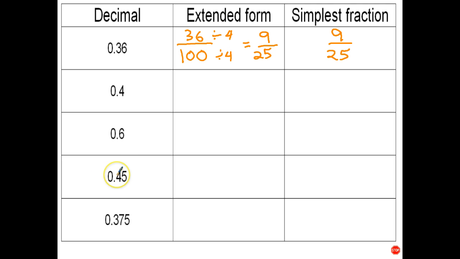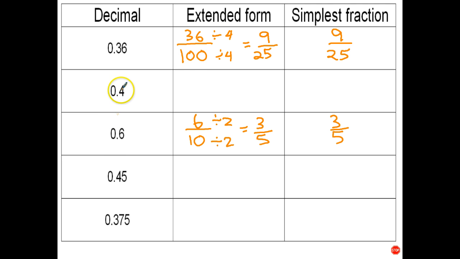Okay, I'll try 0.45. In fact, since I've done 0.36, I'm just going to do 0.6. So that one's going to be 6 tenths. And I've now got to simplify that. Well, I can divide top and bottom of that by 2. And that's going to give me 3/5. So therefore, the fraction in simplest form is 3 over 5. Okay, you have a go at the remaining 3, please.